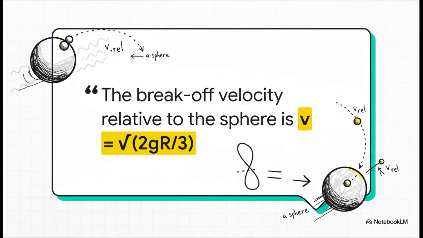When you go back and solve for the velocity of the body relative to the sphere at that breakoff moment, you get this. Now, does that look familiar? It absolutely should. It's the exact same relative velocity we found in the stationary case. How cool is that? The sphere's acceleration totally changes where it breaks off, but not how fast it's moving relative to the surface when it does. That's a deep and pretty surprising result.